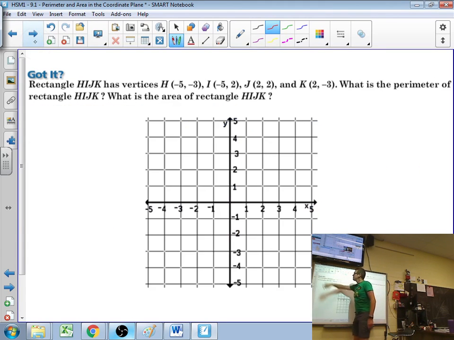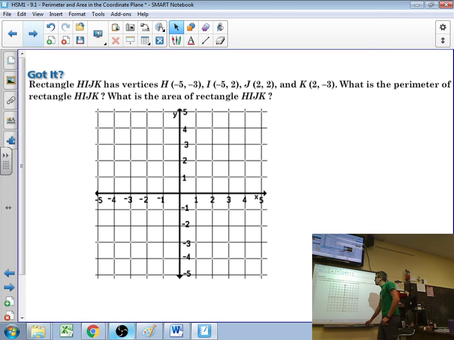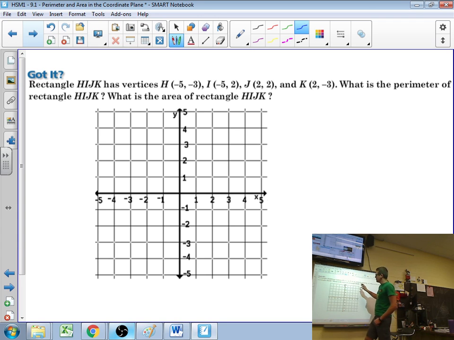So on the got it problem, go ahead and try this on your own. I tried to be nice and give you a coordinate grid on your graph. So if you are watching this at home, pause the video, take a moment to try this on your own. I'm going to go ahead and start placing these points up here, and then we will talk through the solution. I is at -5, 2. J is at 2, 2. And K is at 2, -3.